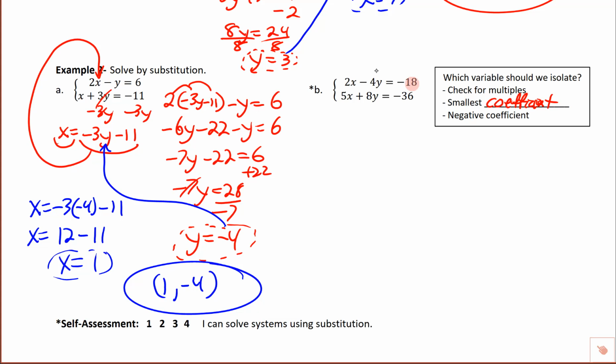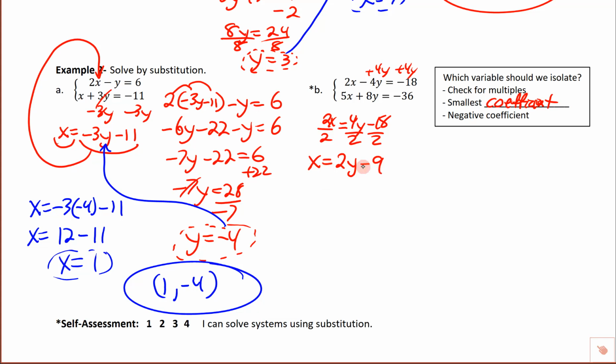Now we get another advantage here because I'm actually going to add 4y to both sides. So this is going to be 2x equals 4y minus 18. We had an equation with 2 negatives in it. Now we have an equation with only 1 negative in it. And now we'll go through and divide everything by 2. So here's what we get. We get x is equal to 2y minus 9.